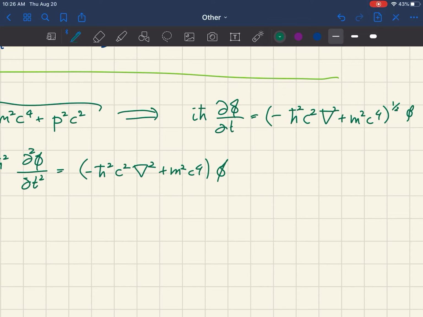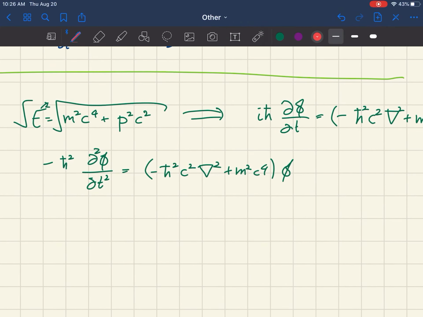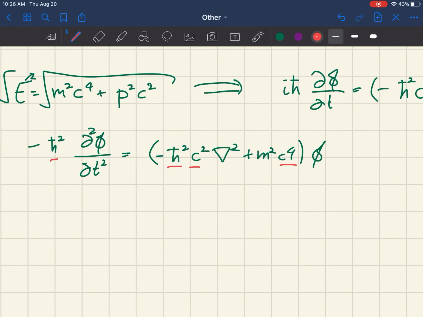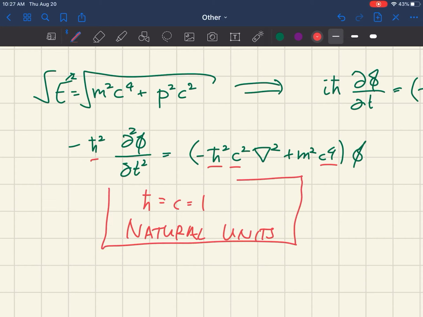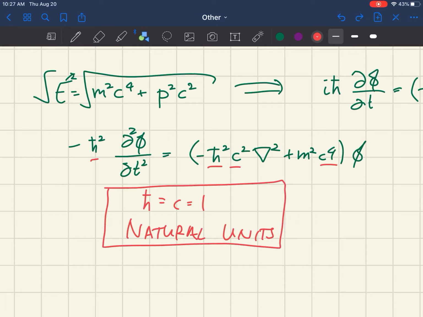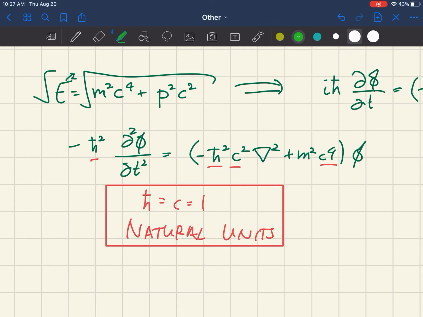Now we're almost there. All we have to do now is substitute h bar and c with 1. So we get h bar is equal to c is equal to 1, and this is known as natural units. We are defining a specific set of units such that h bar is equal to c is equal to 1, and those are called natural units. That's important, because therefore we can make this substitution.